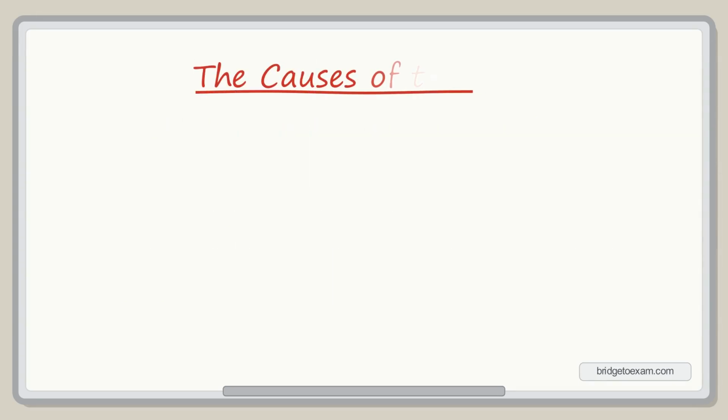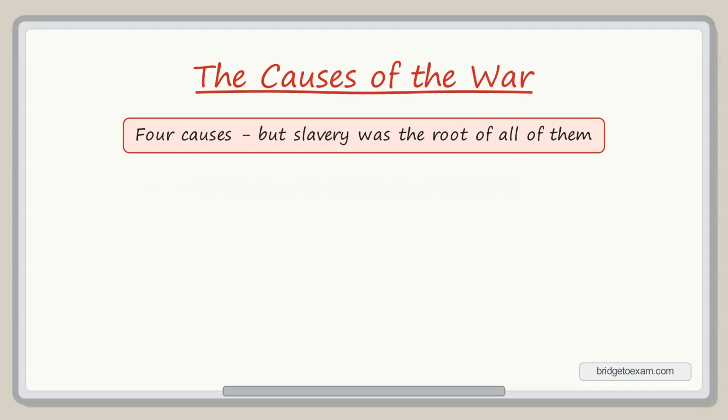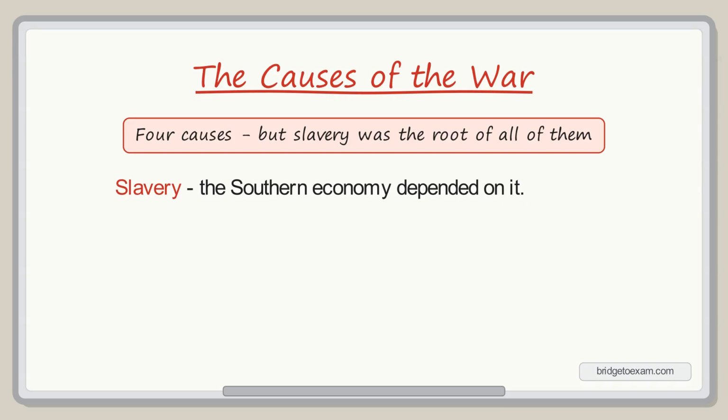Historians point to four intertwined causes of the Civil War, but slavery was the root of all of them. The Southern economy depended on enslaved labor. By 1860, enslaved people represented more wealth than all U.S. railroads and factories combined. Layered on top was states' rights.